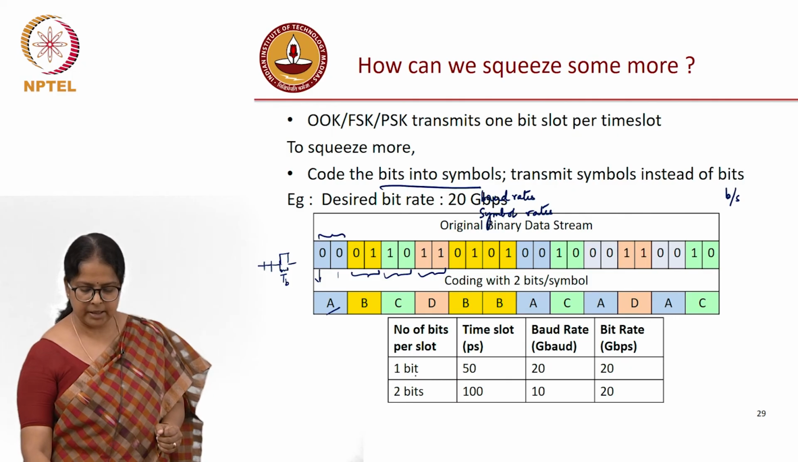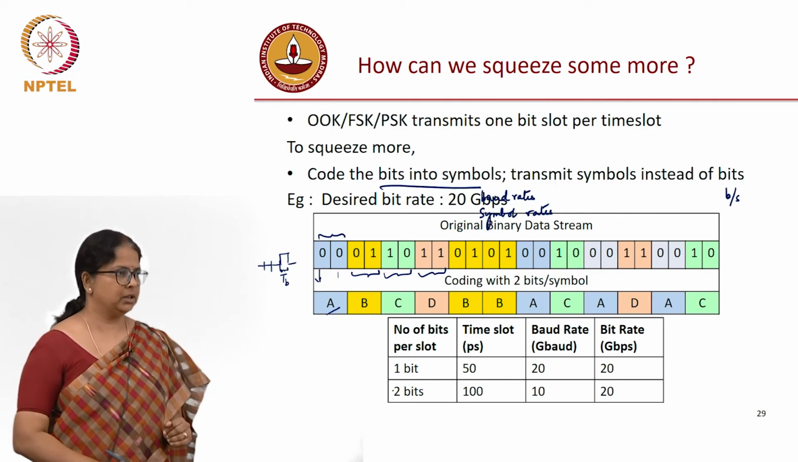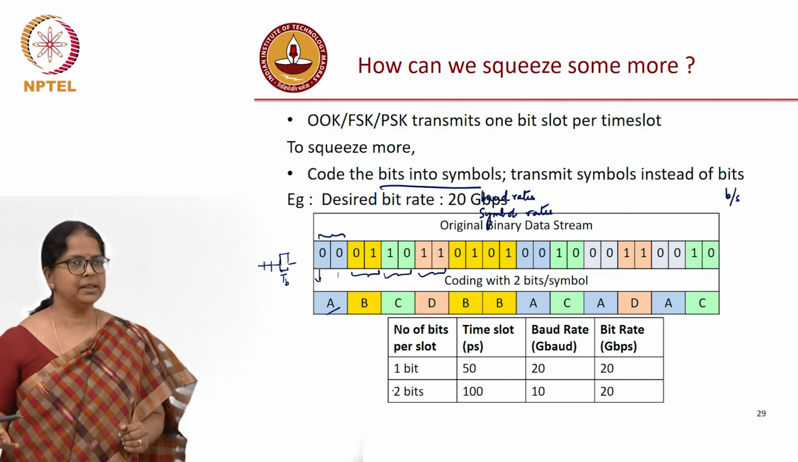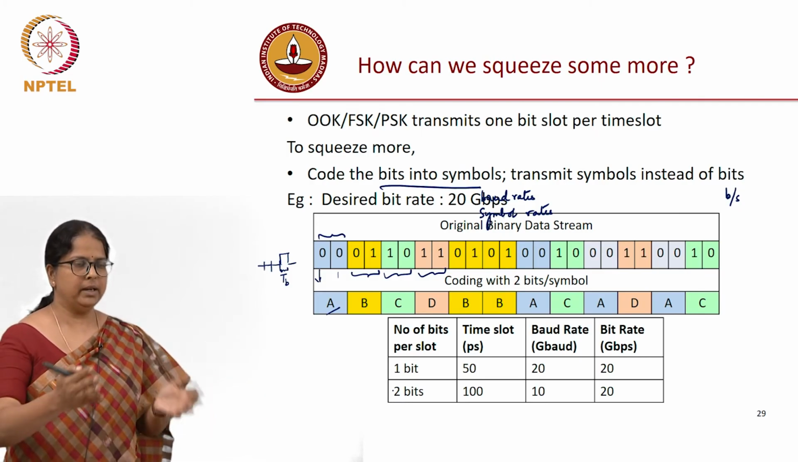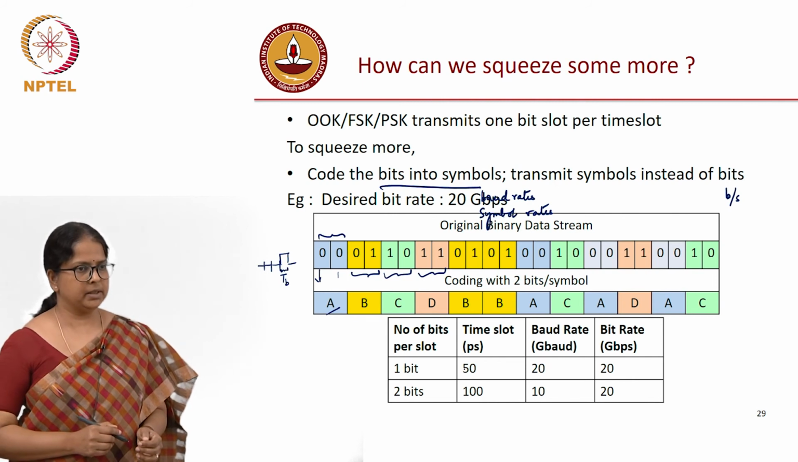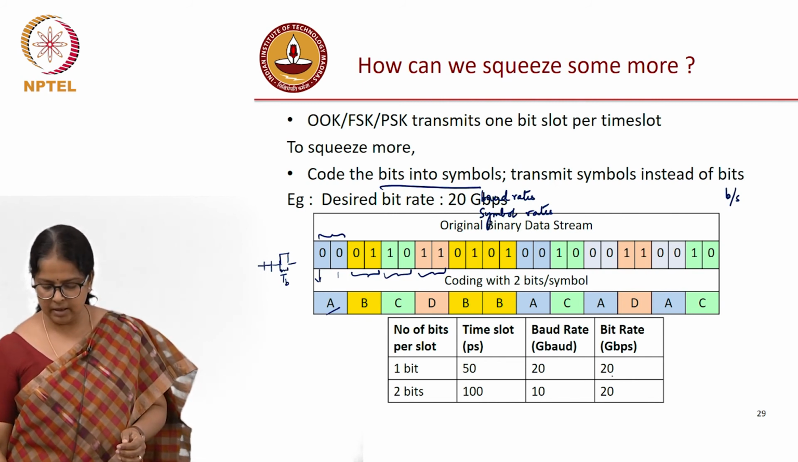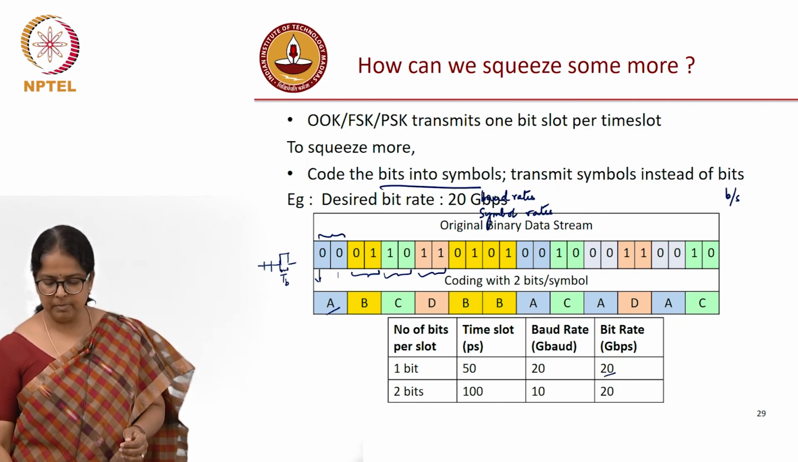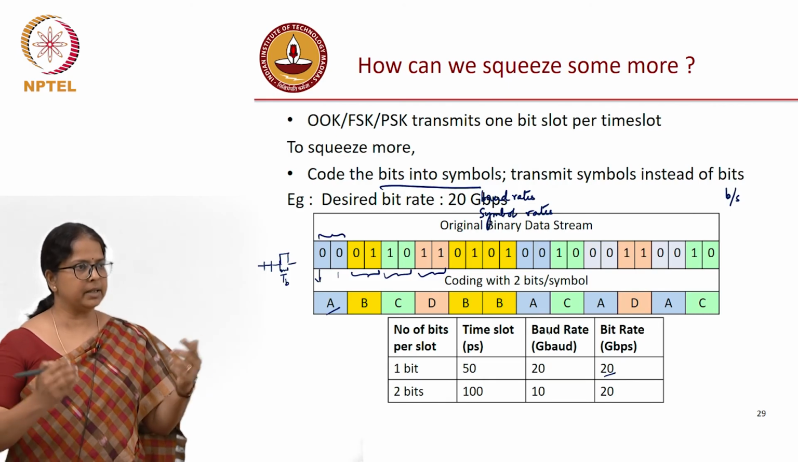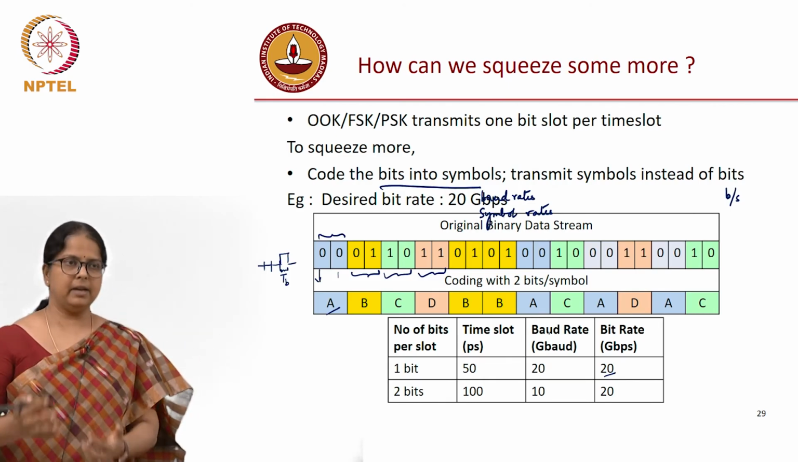I am transmitting, let us say, 1 bit per slot. What would be the bit rate? In 1 second, how many bits can I transmit? 1 divided by 50 picoseconds, and that will come to be 20 gigabits per second. Now, there is no difference between bit rate and baud rate here because I am transmitting 1 bit in every symbol.